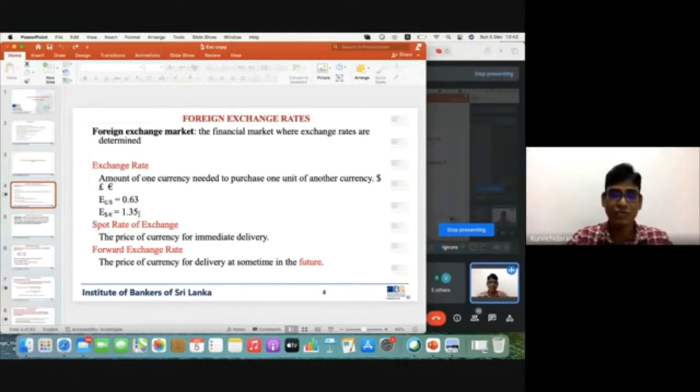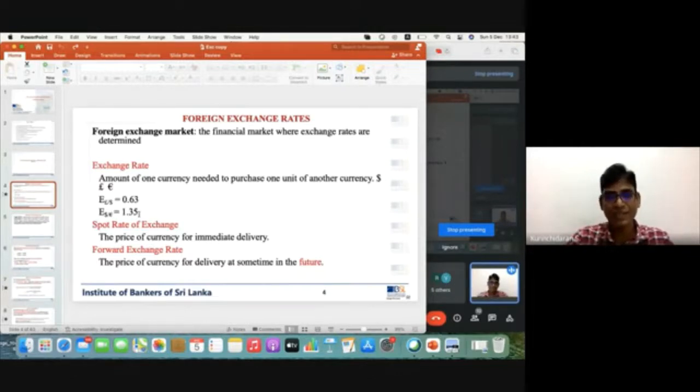If the market is as usual, then you can fix it. So after 3 months, you can buy dollars by paying your local currency. So that's a forward exchange rate. Always in our Sri Lankan market, these are the major transactions we used to have, in addition to swaps.